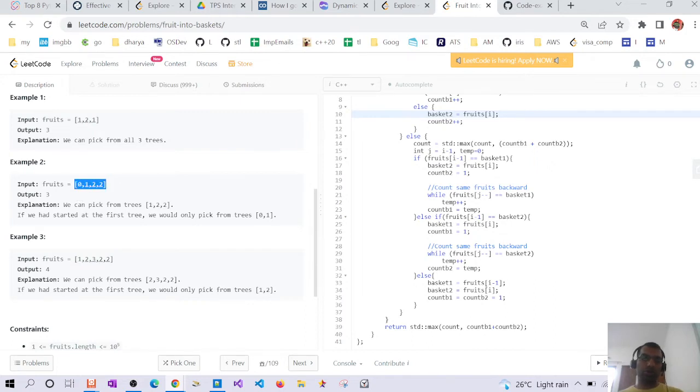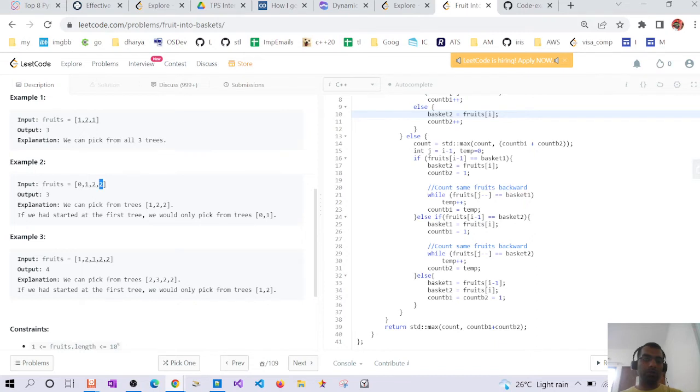Let me go through this example for you again. Here we have the two baskets. If we place 0 in basket 1 and 1 in basket 2, the count is 2. Now when we reach index 2 here, we find that basket 1 has type 0 and basket 2 has type 1. We cannot place 2 in any of the baskets because every basket should have the same type of fruit. So now we have to drop either 0 or 1. Let's say that we have dropped 0. Then we will place 2 in basket 1.